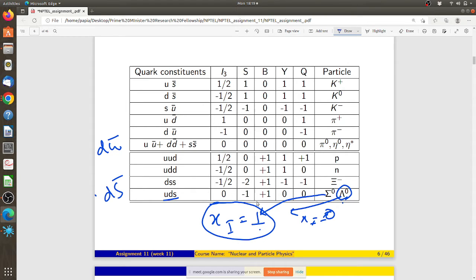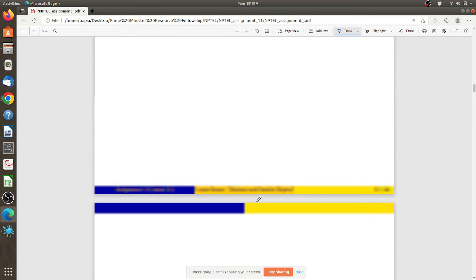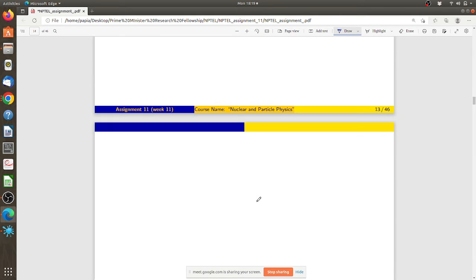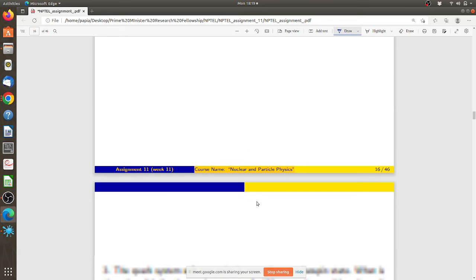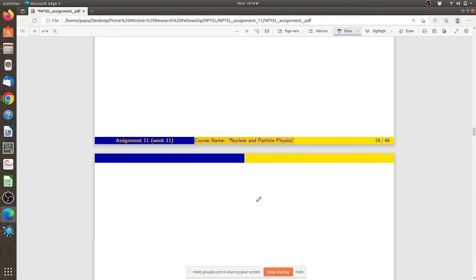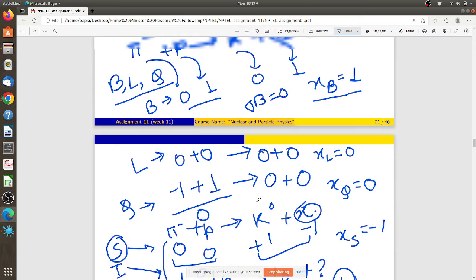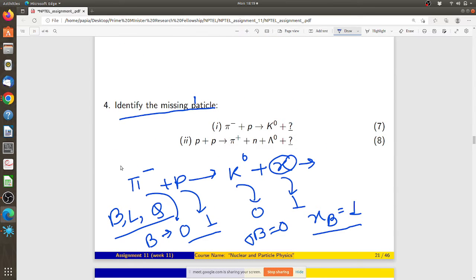Yes, ma'am. Okay, so let's do the second one. Second one I can solve. Yeah, I was just thinking that you have to do that. So second one, can you just write that p plus p going to pi plus n plus lambda 0 plus X or Y, whatever.